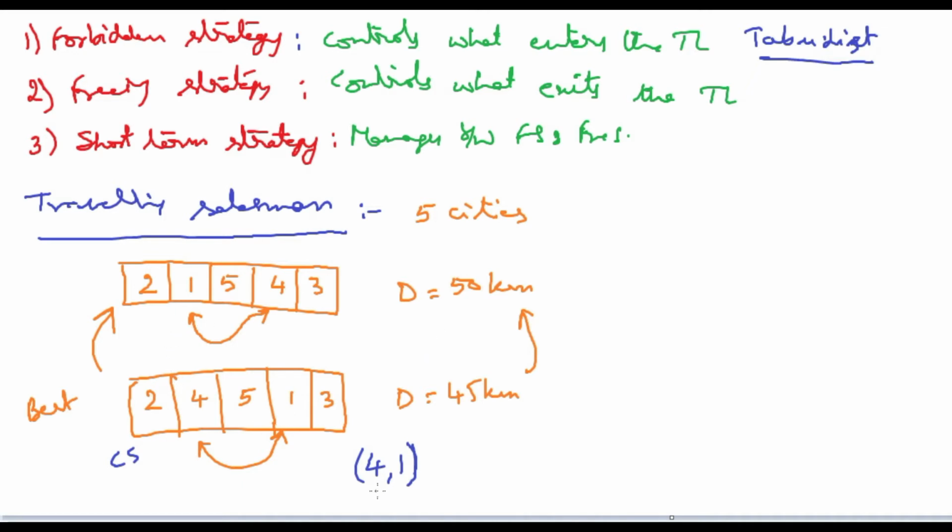So we are putting this 4 comma 1 in forbidden strategy, and that means we are putting the 4 1 in the taboo list. 4 comma 1 should be written in the taboo list. So according to forbidden strategy, we are putting the 4 comma 1 in the taboo list. So it controls the entering of the taboo list. Understood? So this is the main concept.